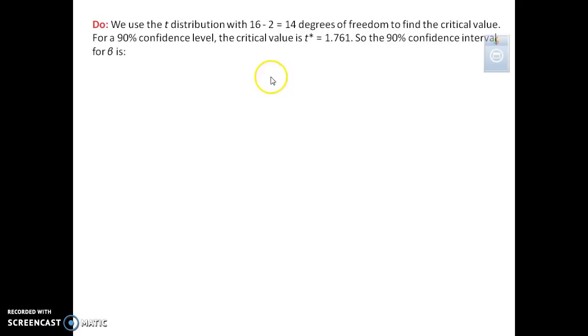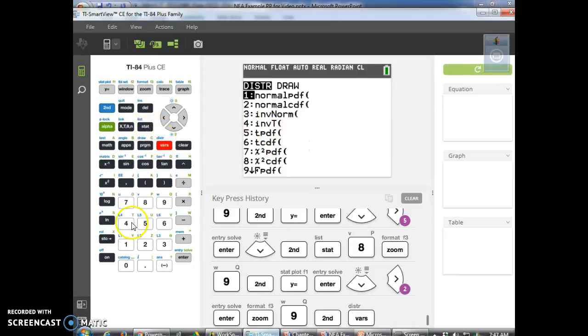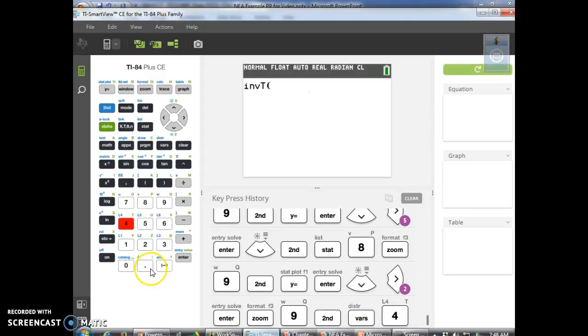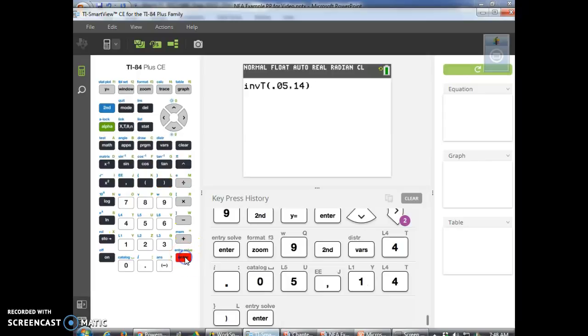So I'm going to get out of this again, and I'm going to go back to my calculator. That will be inverse t. So I'm going to go into my distributions, and it's option 4. And because it's a 90%, that means I have 10% in the tails, but specifically half of that in the left tail. This is just how I do it. And then the degrees of freedom was 14, and there you go. So this is giving me obviously the left side, and then I have the positive 1.761 as well.